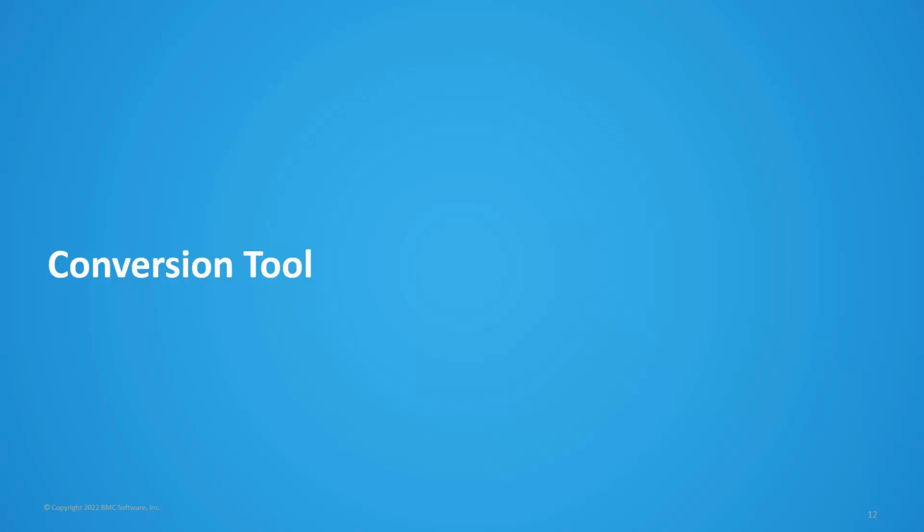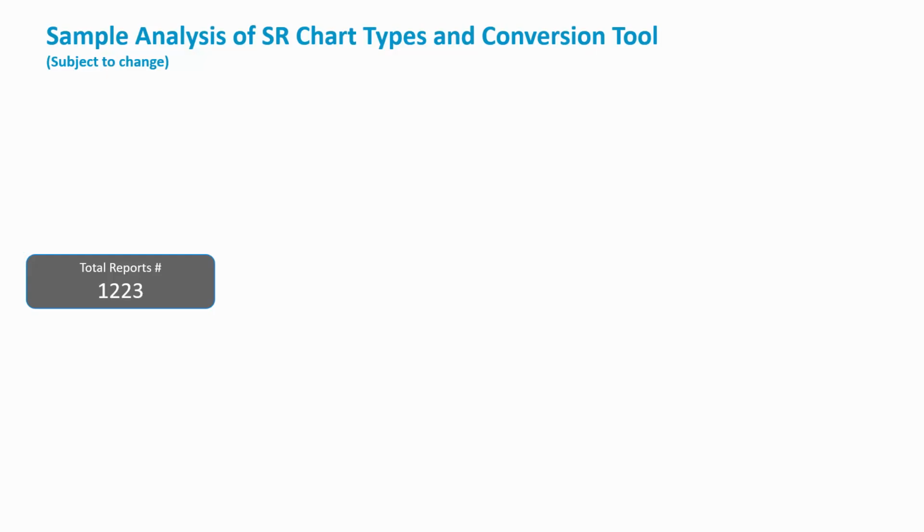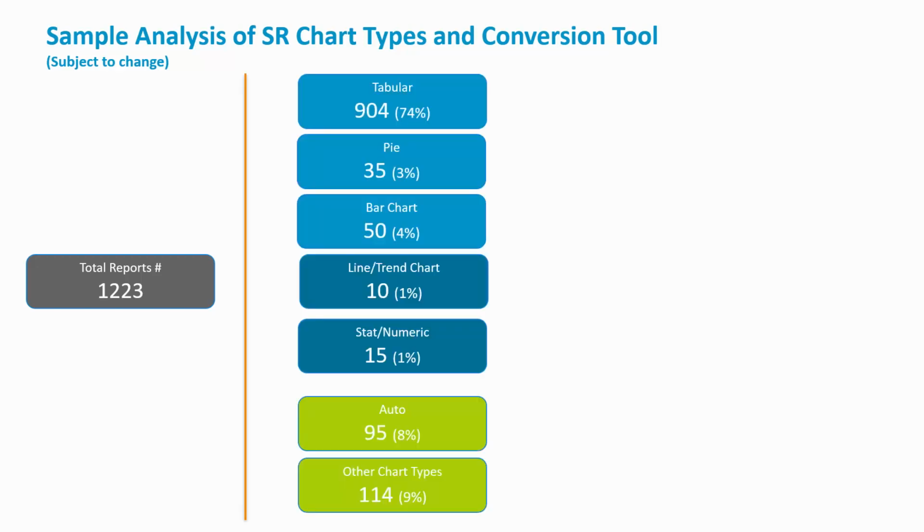Now let's talk about the conversion or migration tool and discuss what it can do. Based on assessment data, here is one slide that summarizes how useful the conversion tool will be for a sample customer. This customer has 1000 plus reports in Smart Reporting. We have created a pivot table in Excel and summarized this report count based on Smart Reporting chart types. Data used for preparing this slide came from the assessment data that we talked about a minute back.